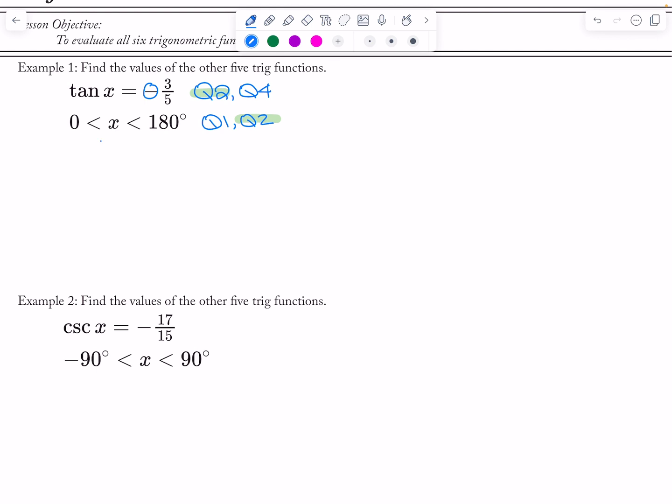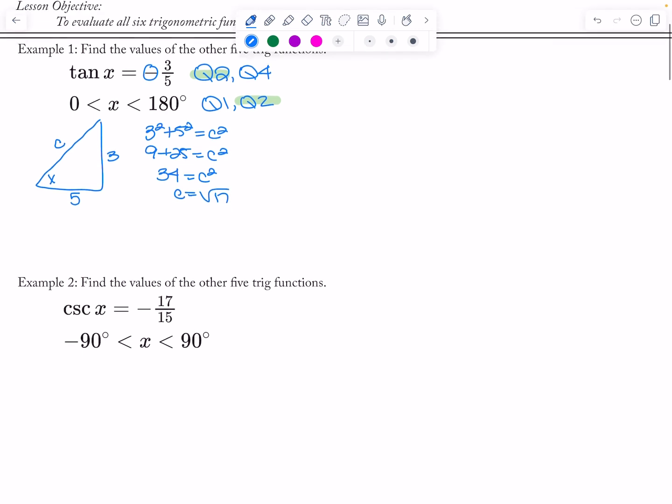So now I'm going to draw a triangle. I'm going to label one angle x. My opposite side is 3 and my adjacent side is 5, so I'm going to look for my hypotenuse. 3 squared plus 5 squared is equal to c squared. So 9 plus 25 is equal to c squared, so 34 is equal to c squared. So c is the square root of 34.